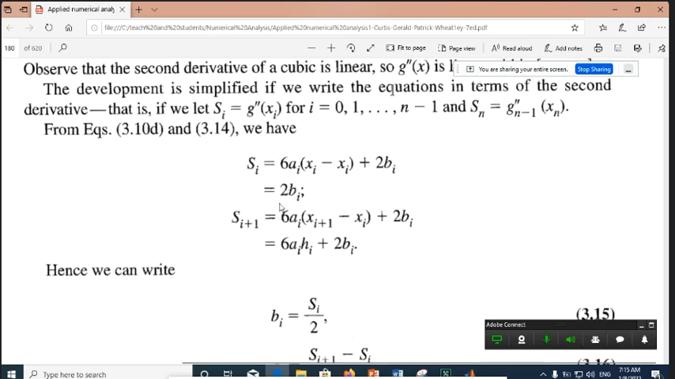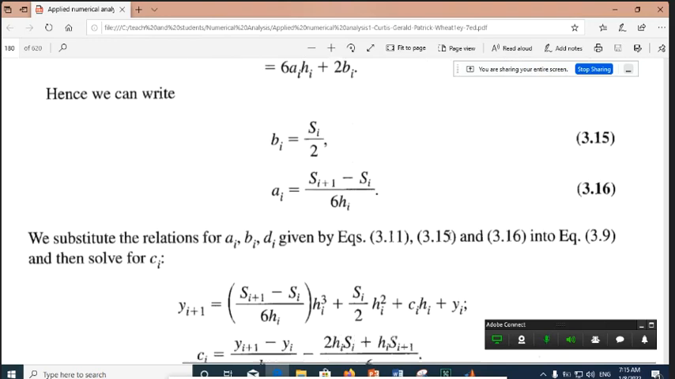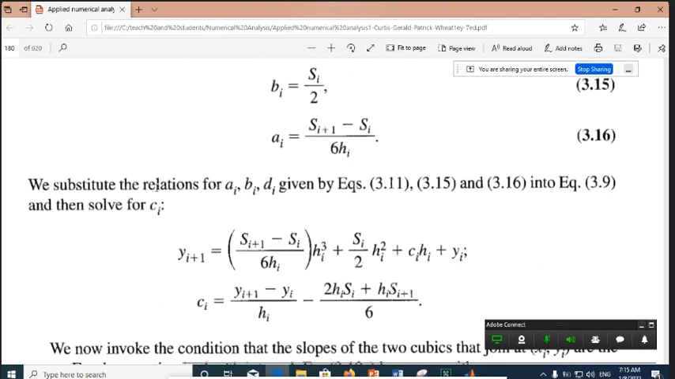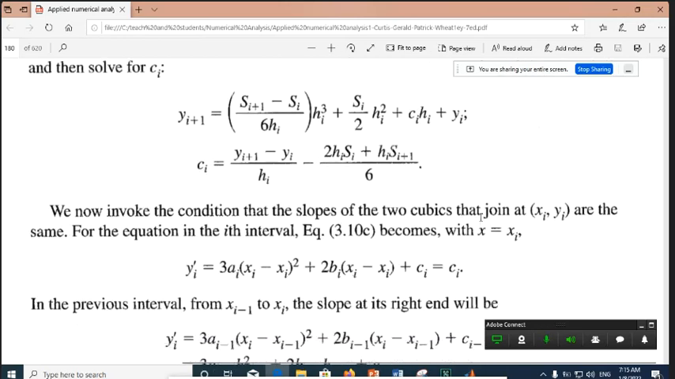S_i equals 2b_i, S_{i+1} equals this one. And we can write b_i equals this and a_i as these values. We substitute the relations for a_i and b_i given by these equations and solve for c_i. We get c_i as this equation.